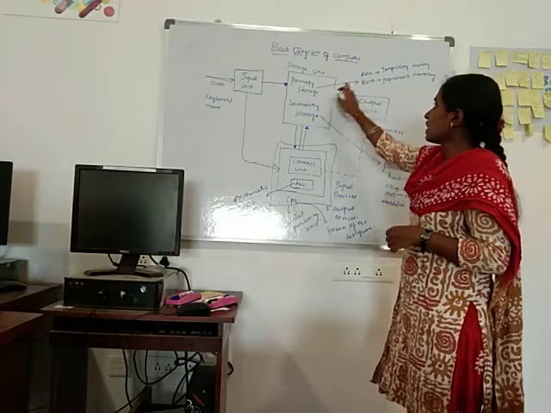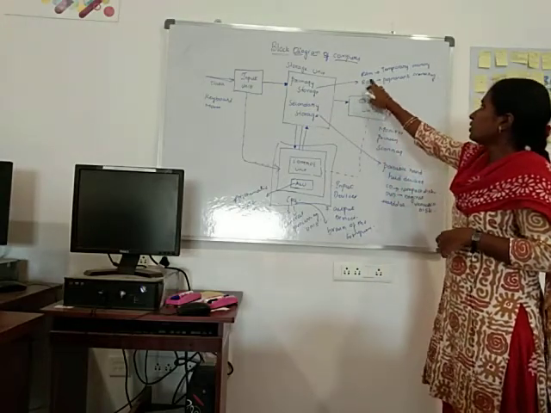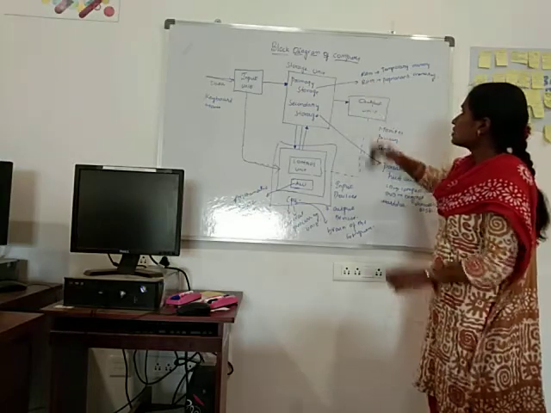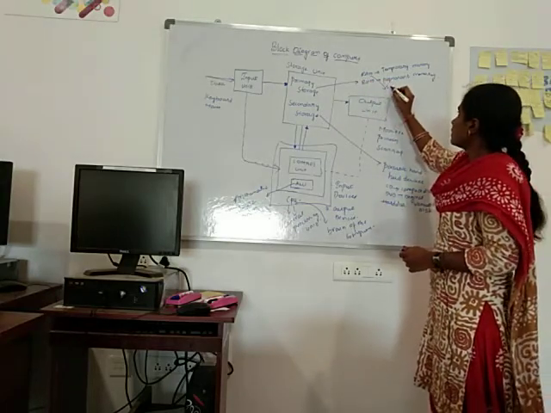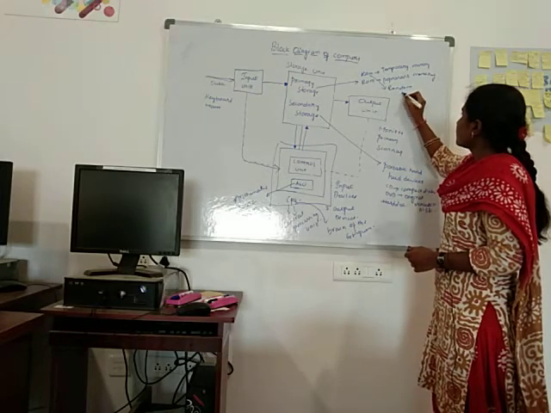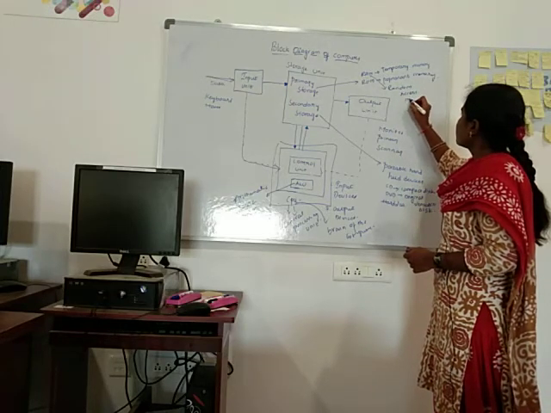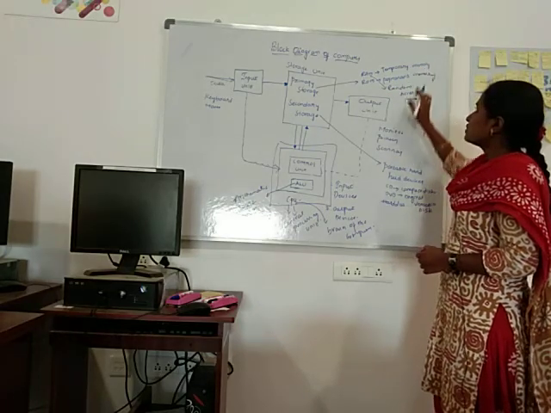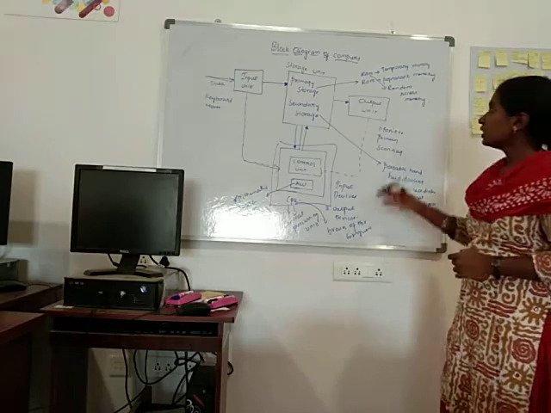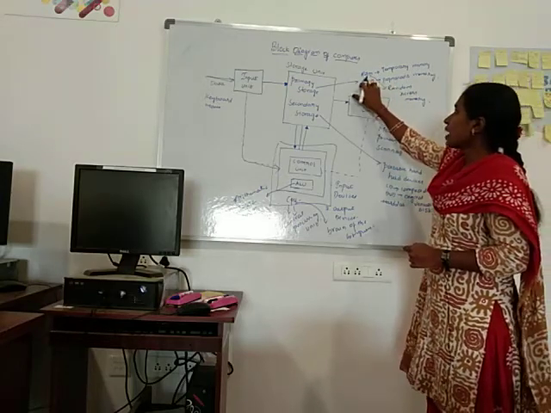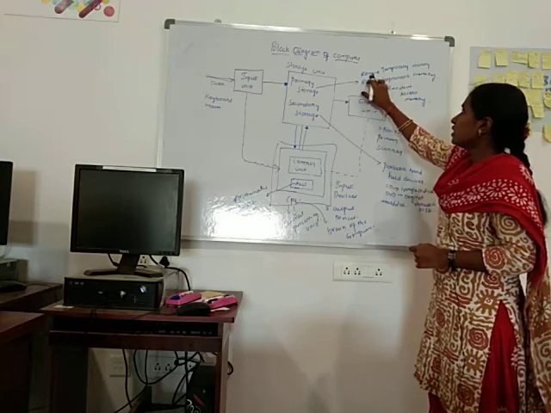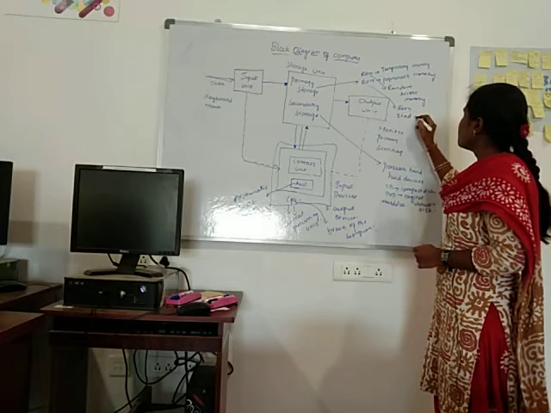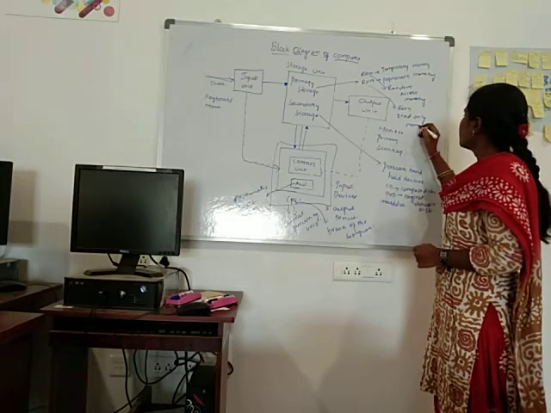So primary storage is again classified into two types, RAM and ROM. RAM stands for random access memory. It is a temporary memory. So if your system is suddenly shut down, all the data in the RAM will vanish. ROM, read only memory.